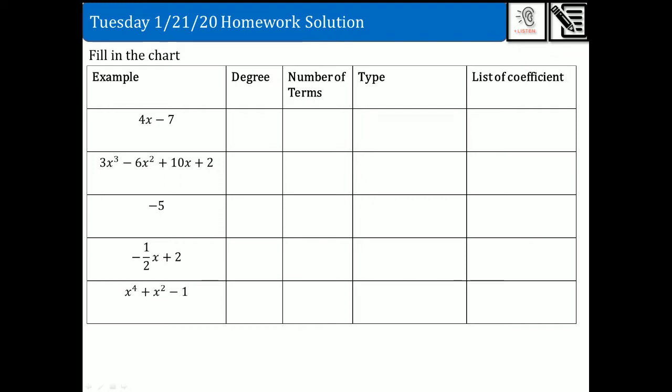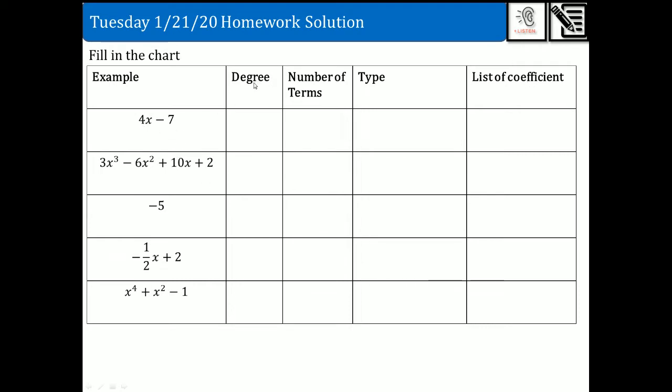Okay, so we have a bunch of examples here. They're asking us to state the degree, the number of terms, the type, and what I mean by type here is based on the number of terms, okay? And then the list of the coefficients. All right, the first one.